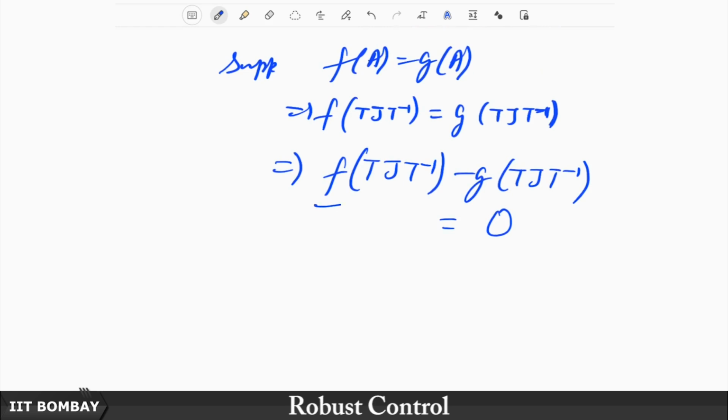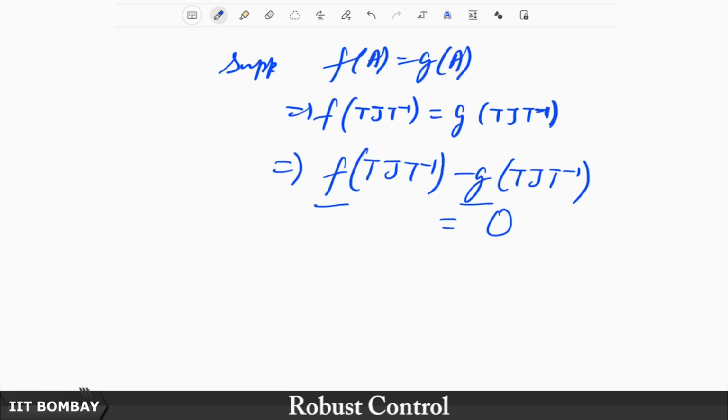Which just basically means that if you are considering their series expansions, then you can take the T out common from the left like we did for polynomials and the T inverse out common from the right, and in between what you will be left with is just f of j minus g of j. So f of j minus g of j cannot agree unless f of lambda 1 is equal to g of lambda 1, f of lambda 2 is equal to g of lambda 2.